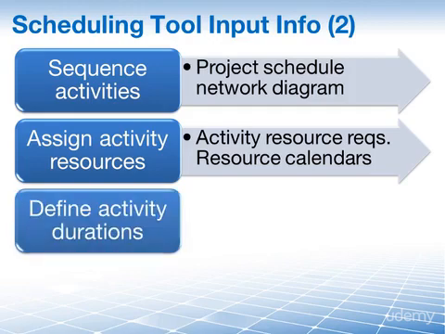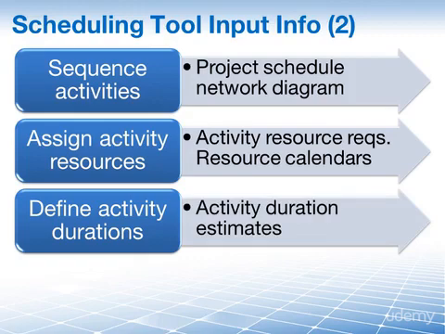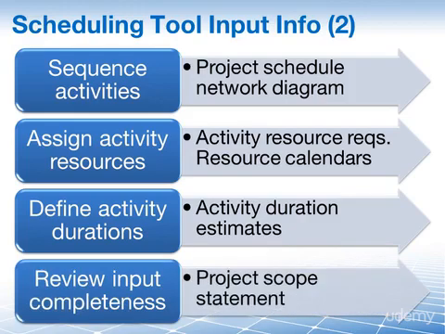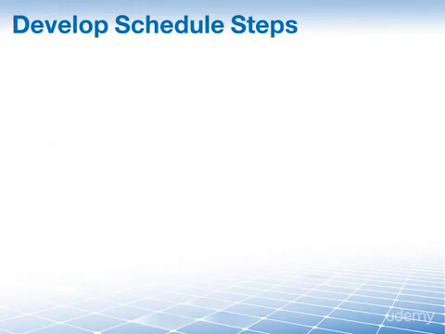Next, the scheduling tool is going to ask us to define the duration of each of our activities. This information comes to us from the estimate activity duration process, and it can be found in the activity duration estimates. We are now going to review everything that we have input, and we are also going to make sure that we haven't forgotten anything, like the major scope assumptions and constraints which we have defined in the project scope statement.